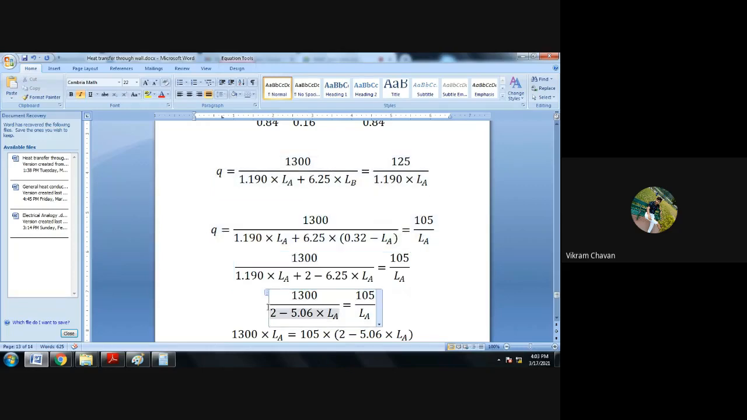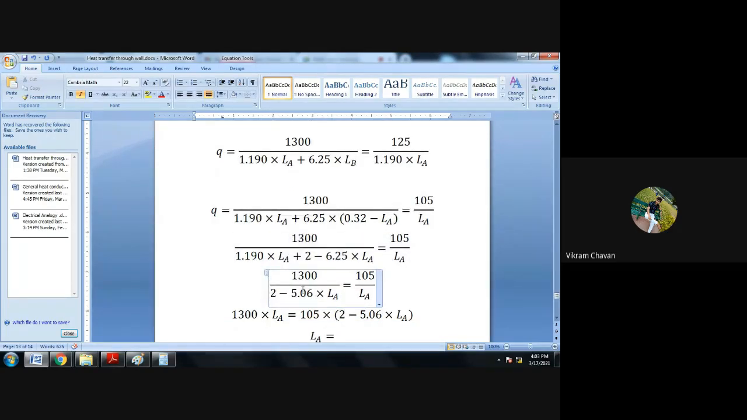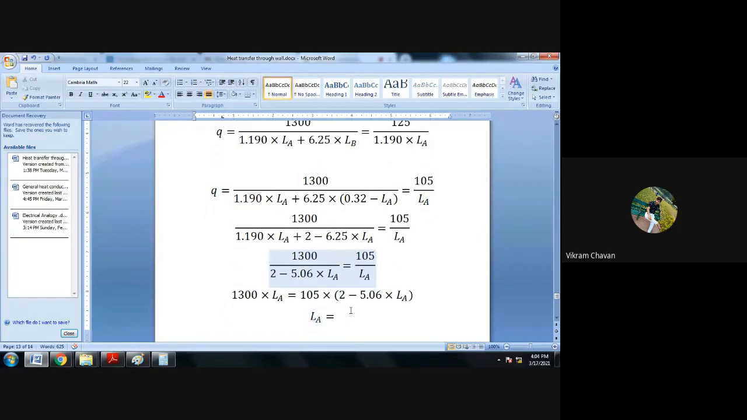Now the equation is sufficient to do the cross multiplication. So just do the cross multiplication and find out the unknown L suffix A. Cross multiplication in such a manner that 1300 multiplied by L suffix A is equal to 105 multiplied by (2 minus 5.06 multiplied by L suffix A). Do the calculation and find out the value of L suffix A. Please let me know the value of L suffix A.